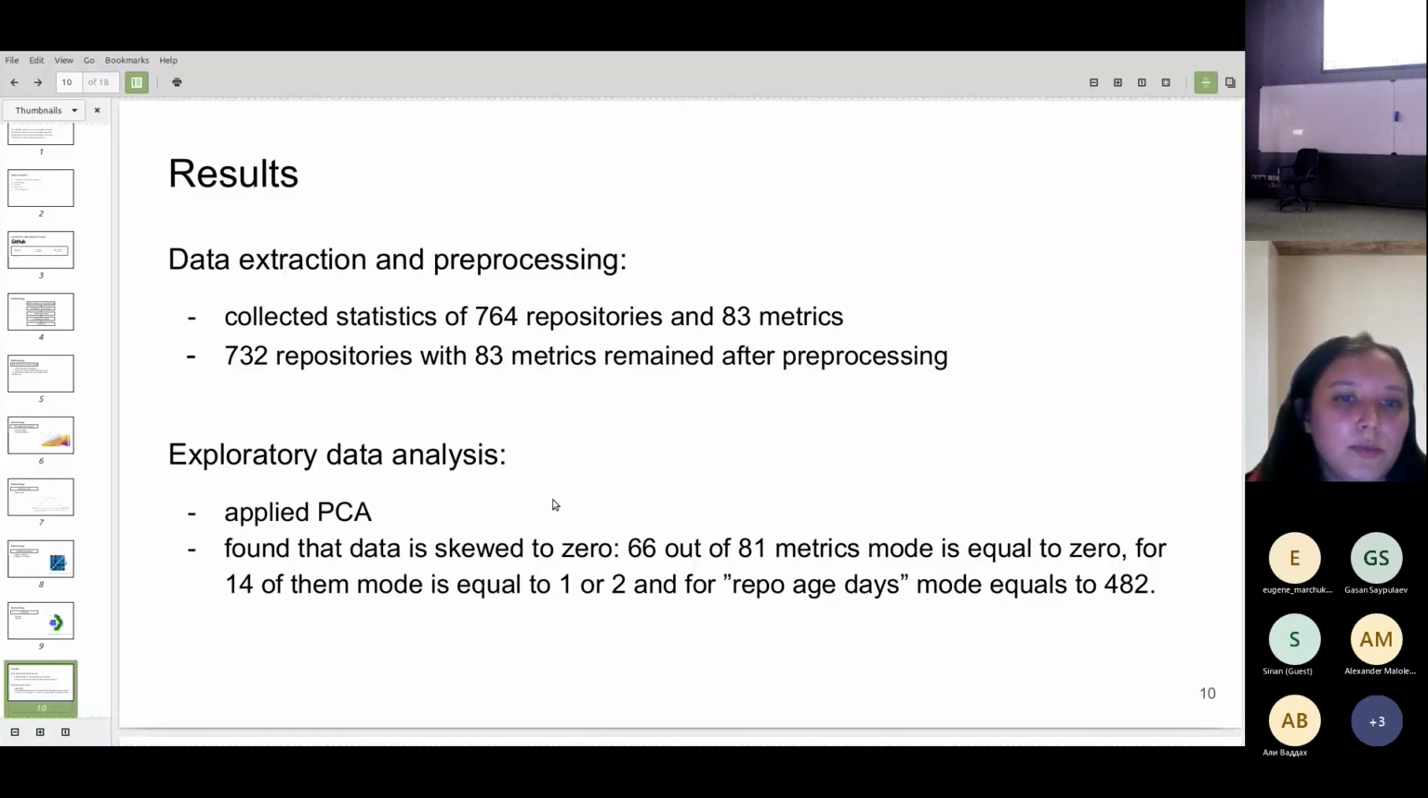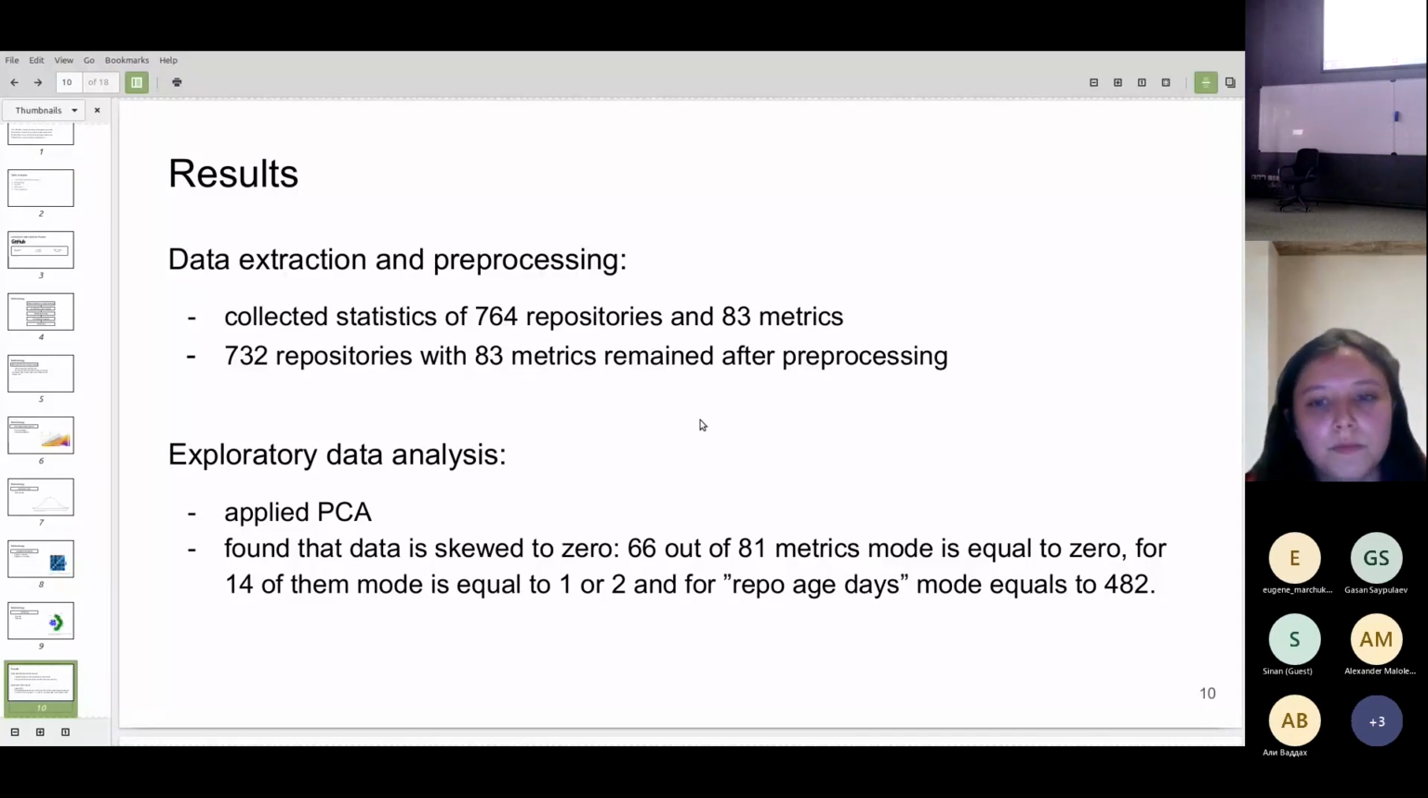The next is exploratory data analysis. We applied PCA and found out that 20 features contain 19% of information. And after that we found that data is skewed to 0. We calculated simple statistics and found that for almost all features, mean was close to 0.